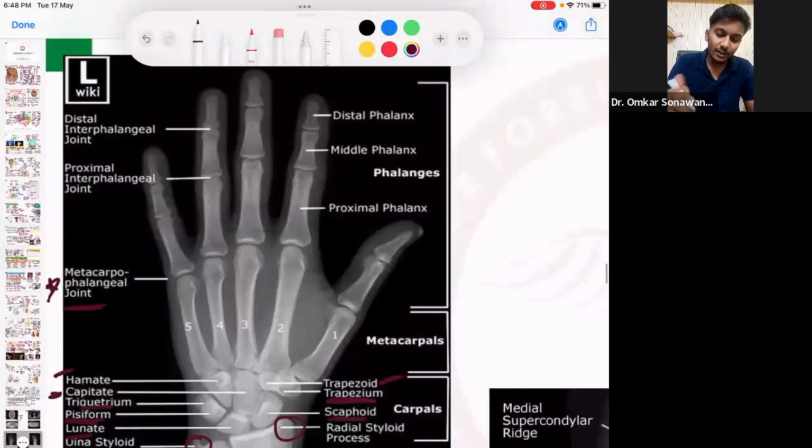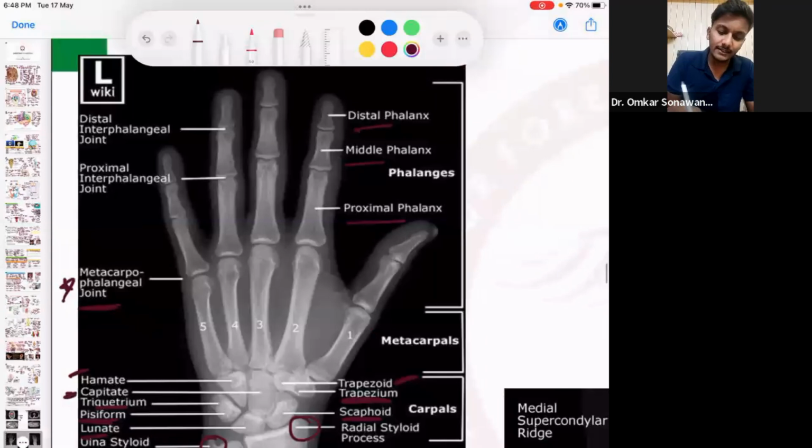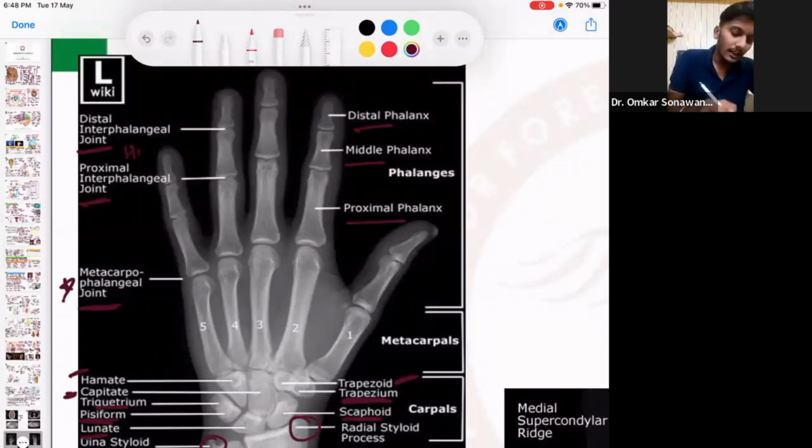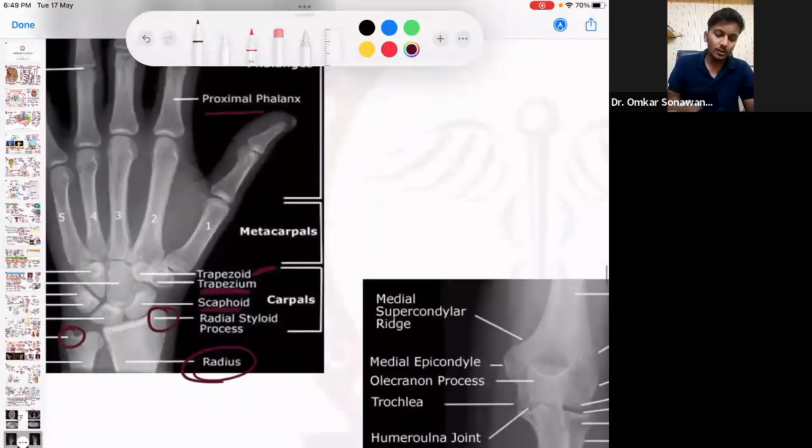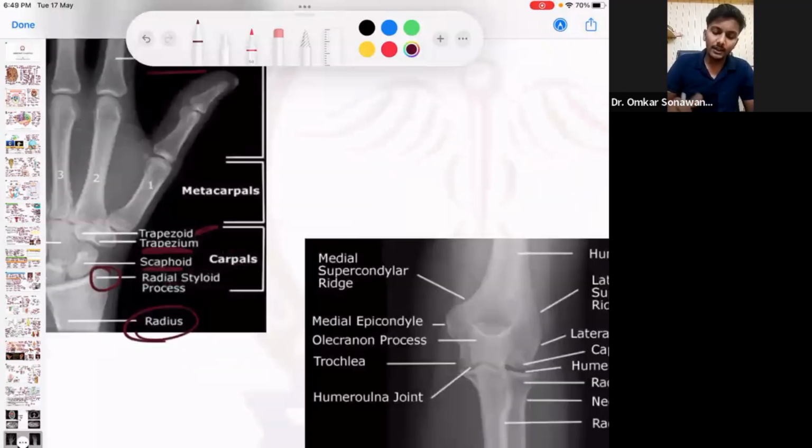Then if I talk about the phalanx, there are 3 phalanges, ठीक है? Proximal, middle and distal phalanges. I hope all of you remember. And the proximal and distal interphalangeal joints are which type of joints? One directional movement, hinge joint. Okay, proximal and distal interphalangeal are hinge joints. No issues with this, anybody? These are the normal X-rays. Then next one, normal X-ray of the foot.